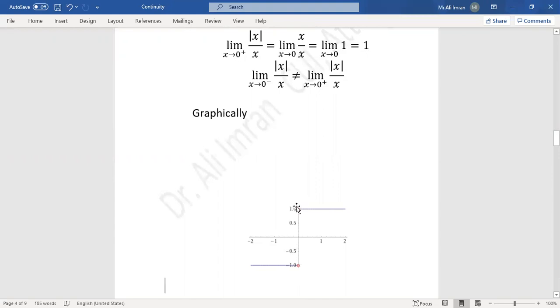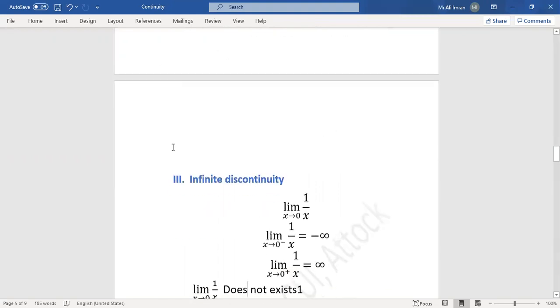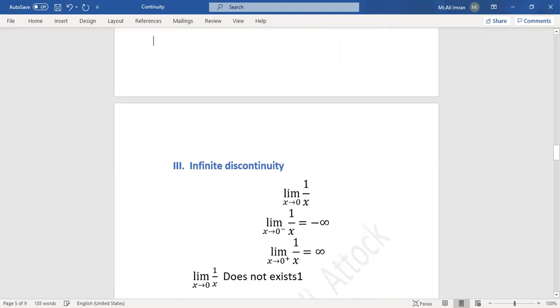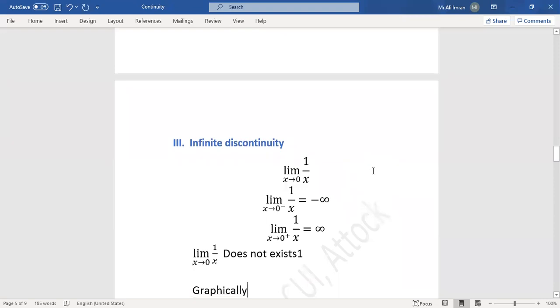The right hand limit exists above the left hand limit. This is called the jump discontinuity. The third type of discontinuity is infinite discontinuity. As its name suggests, we will get the limit value of infinity. If one of the values of the limit is infinity, that type of discontinuity is called infinite discontinuity. I will clear it with the help of an example.